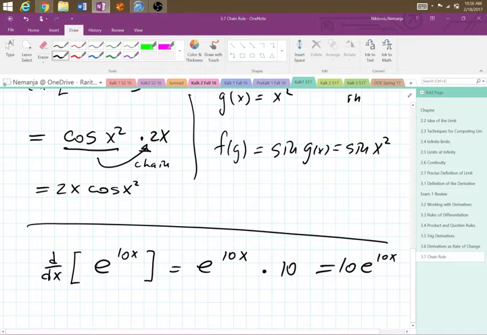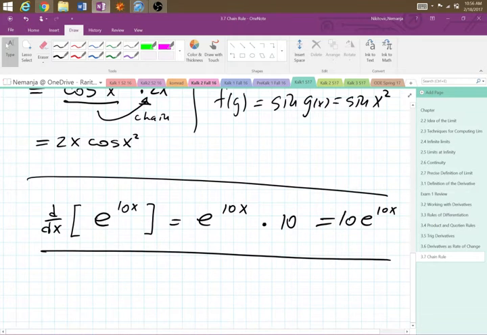Is that because when you separate them, you get 10x and e to the x? Very good. So the decomposition here will be f is e to the x and g is 10x, and then that 10x plugs in instead of the x to make a function composition. Getting it? Yeah, cool.